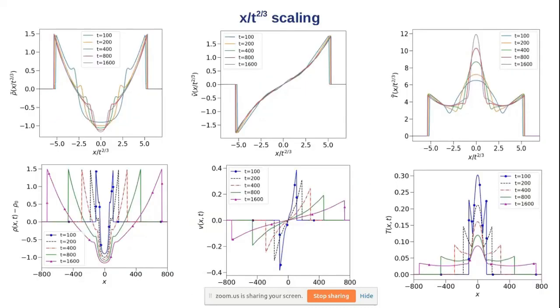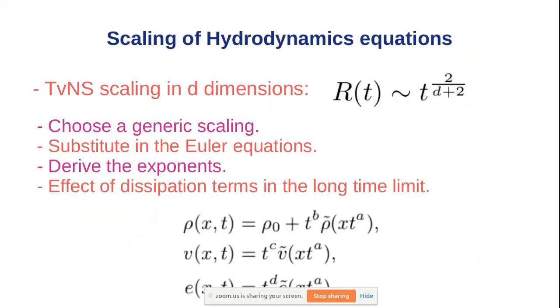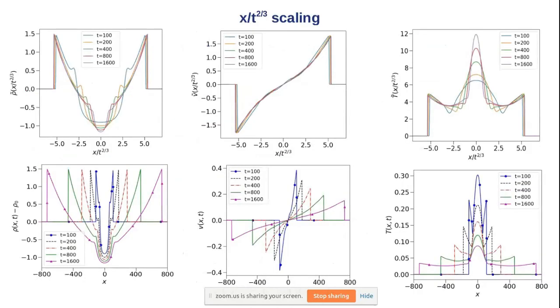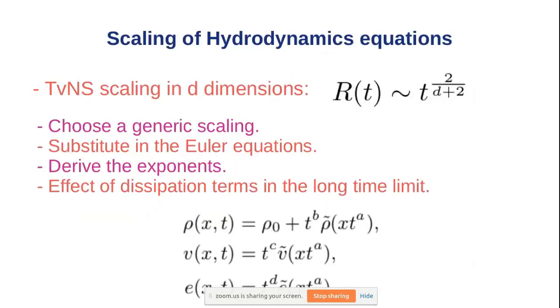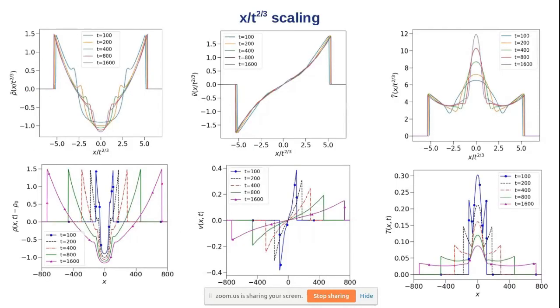So now what we have just seen is that there's an x by t to the power 2/3 scaling in the hydrodynamic equations. Now the question is, what did TVNS, Taylor-von Neumann-Sedov, observe? In d dimensions, it was observed that r of t, which is nothing but the radius of the shock front, spreads in time as t to the power 2 by d plus 2. Since this is a one-dimensional system, we get r of t goes as t to the power 2/3, which is pretty much consistent with our solution. But let's try to derive, let's try to see, because we also have to scale the y-axis, so not just the x-axis.